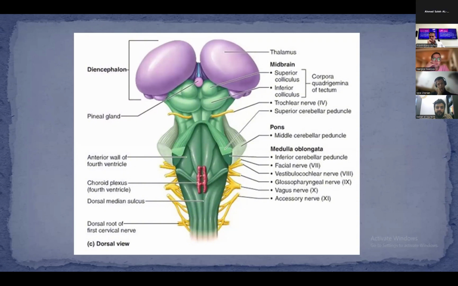Also, just below it, there's another important cranial nerve coming out, cranial nerve number 4, that is the trochlear nerve. This is the only cranial nerve that comes out of the dorsal surface, and the only cranial nerve that is decussating within the brain stem. So this is a very important nerve, the trochlear nerve, that is coming out from the midbrain just below the inferior colliculi.